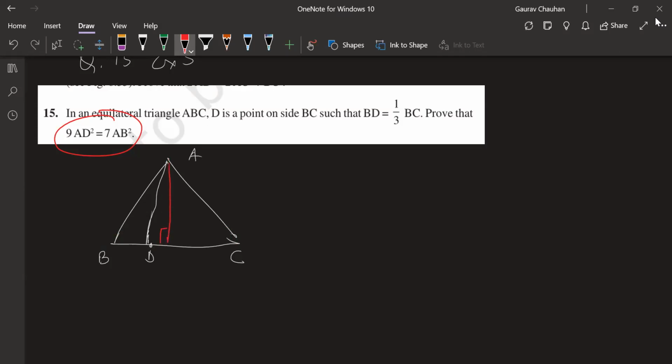So my hint is construct altitude AM perpendicular to BC. Now you try for Pythagoras theorem and you try to get an equation where only AD and AB are there. Might be that you will get it. This is my hint. I want AD square, which is already there, and AB square, which is already there. I can use Pythagoras theorem and get to an equation. That's my hint. Try it out. Maybe you'll be able to crack it.